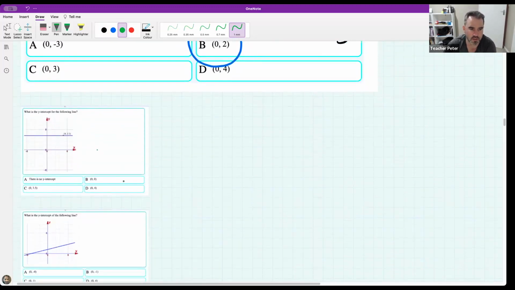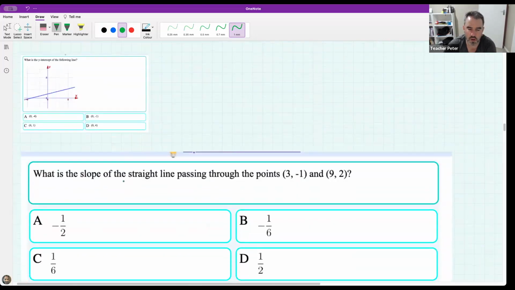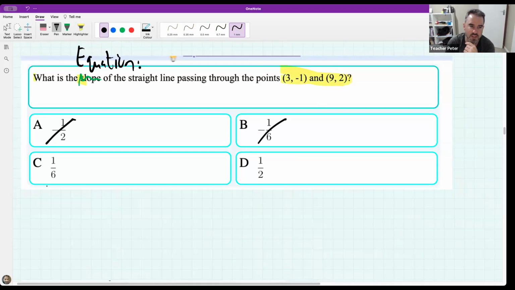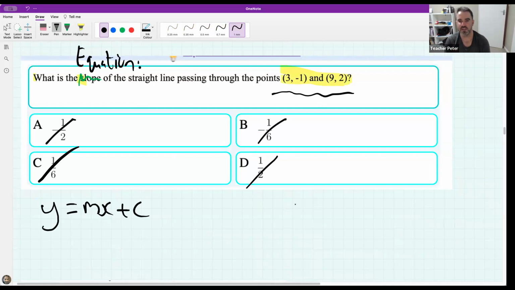Ooh, let's not do that one. Okay, I want you to work out for me the equation, not the slope. The slope is too easy. I want you to find me the equation of the line passing through these 2 points. So ignore these things, not relevant. All I want to know is what is the equation of the straight line going through here. You know that it's y equals mx plus c. I want to see, can you work that out?